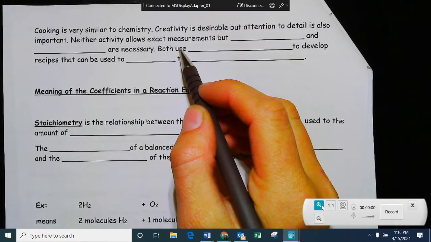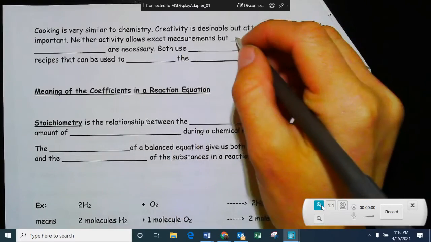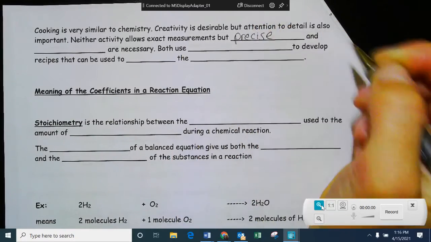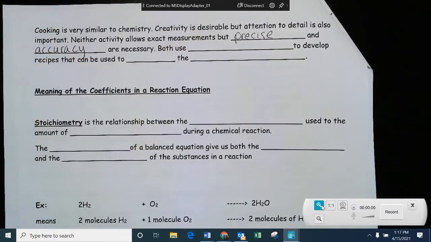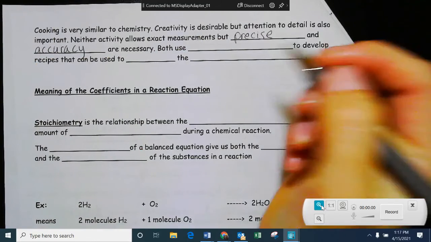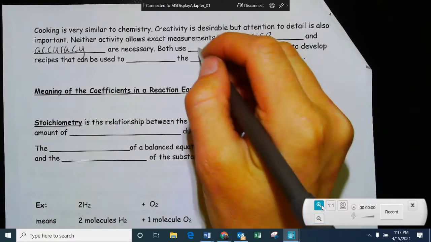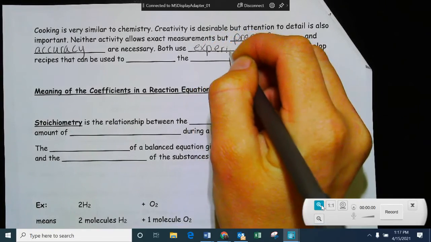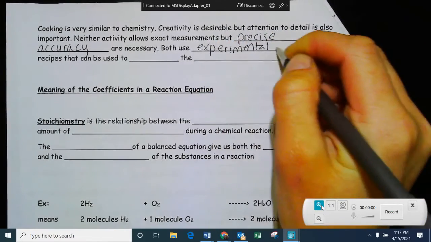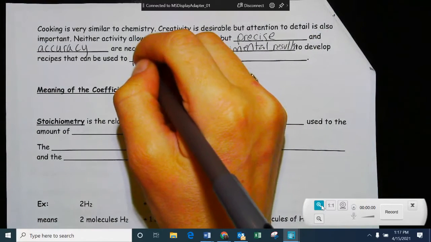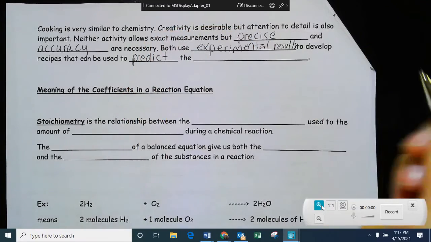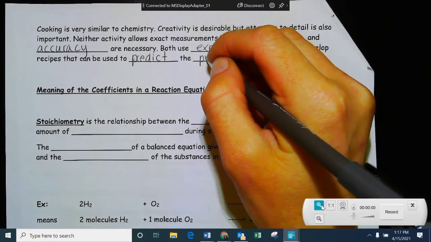Neither activity allows exact measurements, but being really precise and as accurate as you can is necessary. Both of them use experimental results to develop recipes that can be used to predict the product of reactions.